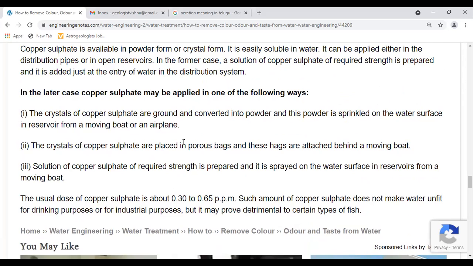The crystals of copper sulfate are placed in porous bags, and these bags are attached behind a moving boat. A solution of copper sulfate of required strength is prepared and it is spread on the water surface in reservoirs from a moving boat. The usual dose of copper sulfate is about 0.3 to 0.65 ppm. Such amount of copper sulfate does not make water unfit for drinking purposes or for industrial purposes, but it may prove detrimental to certain types of fish.